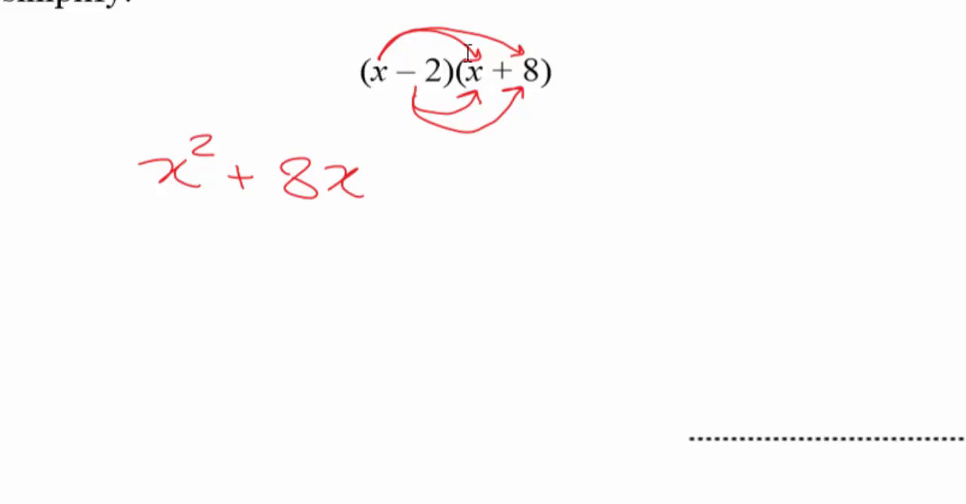Now the x is done. We multiplied x by both. Now let's move on to the -2. -2 times x will be -2x. -2 times 8 will be -16.